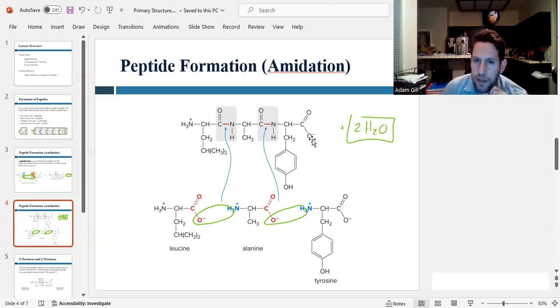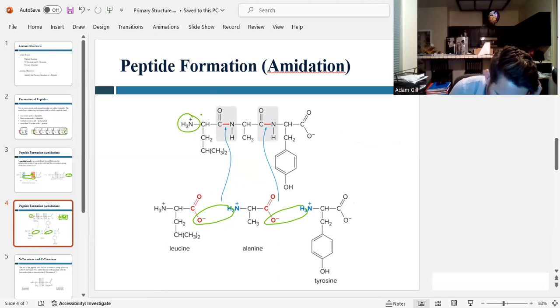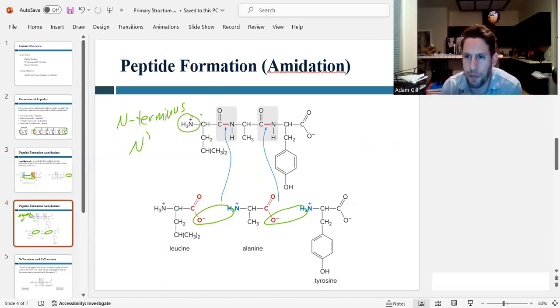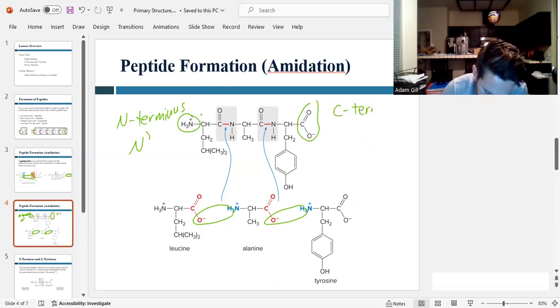Now, I want you to notice something about the structure here. Where you form the amide, it's always on the inside of the peptide chain. But on one side of the chain, you're always going to have this free NH3 group. This is the N-terminus, also abbreviated N prime. It's like the front of the peptide chain. On the other side, you have this carboxylic acid group that's free. We call this the C-terminus. It's basically the back side of the peptide, or the end. It's abbreviated as C prime. So you always have an N-terminus and a C-terminus, the start and the finish.